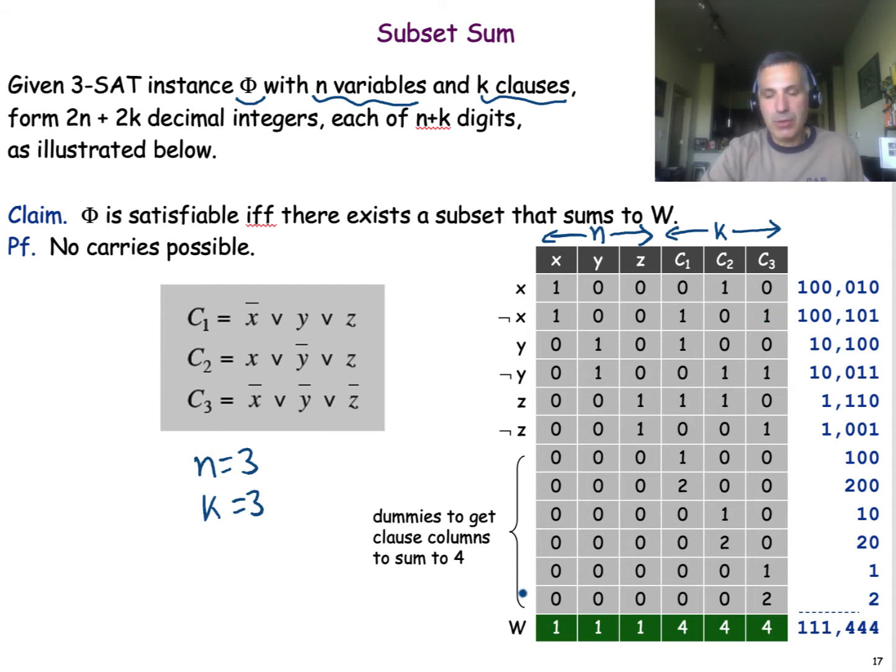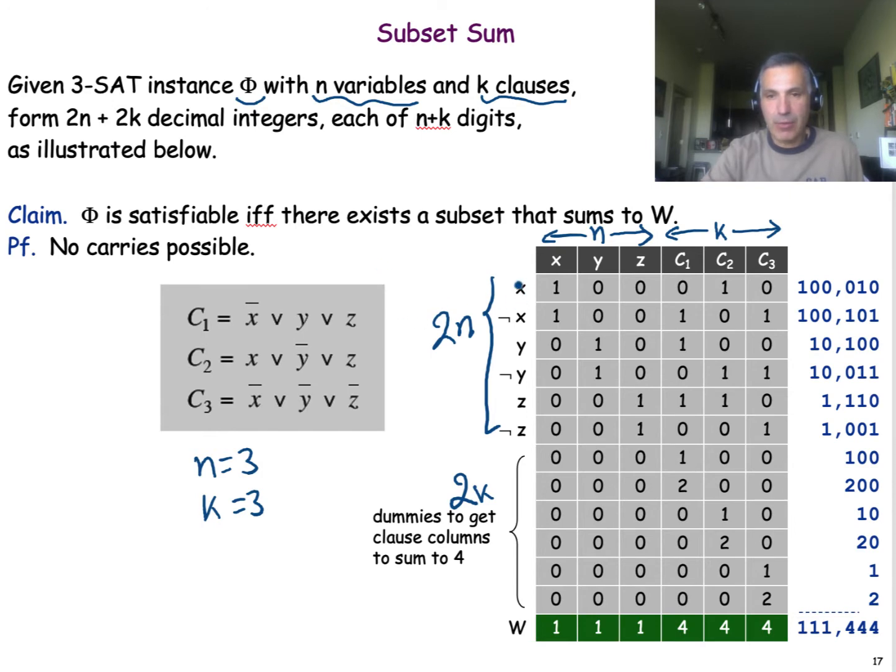How many numbers do we create? As we will see, we will create 2n numbers that correspond to the n variables, both in the positive form and in the complementary form of each variable. And we will also construct 2 times k numbers. Now, how do we actually construct these numbers?